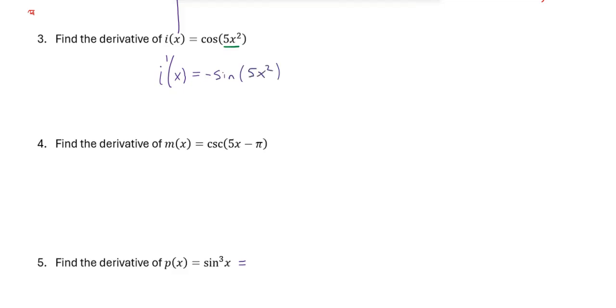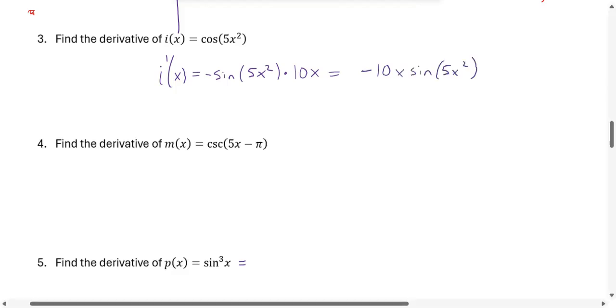So again, chain rule: take the derivative of the outside, leave the inside alone, then multiply by the derivative of what's inside. The derivative of 5x squared is 10x. You would want to write this in a little cleaner way, writing the 10x up front with a negative: negative 10x sine 5x squared, and there's nothing more than that. That's your derivative using the chain rule.